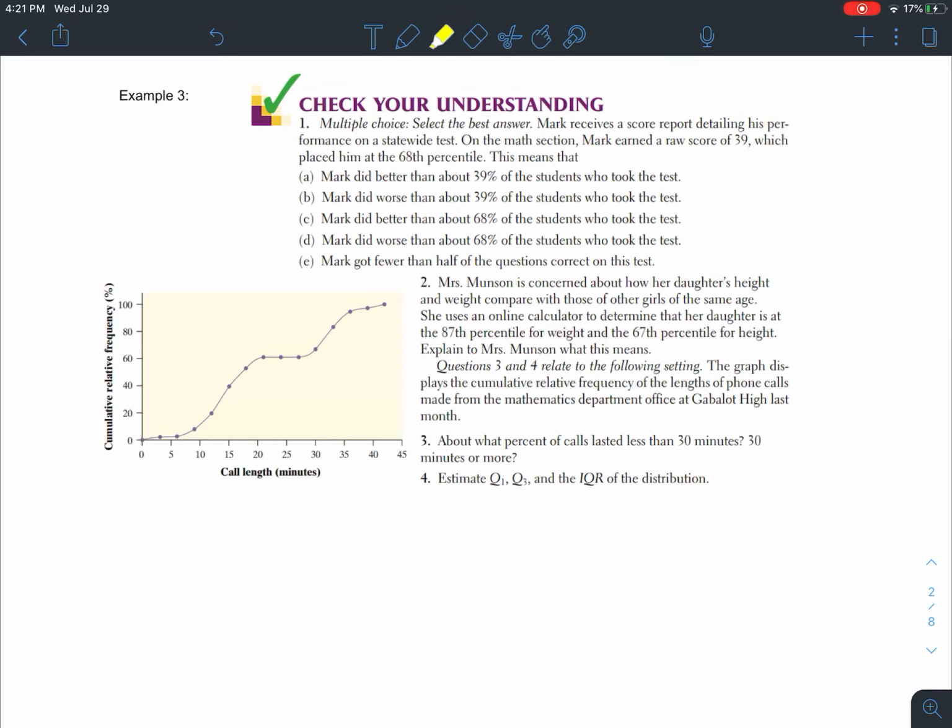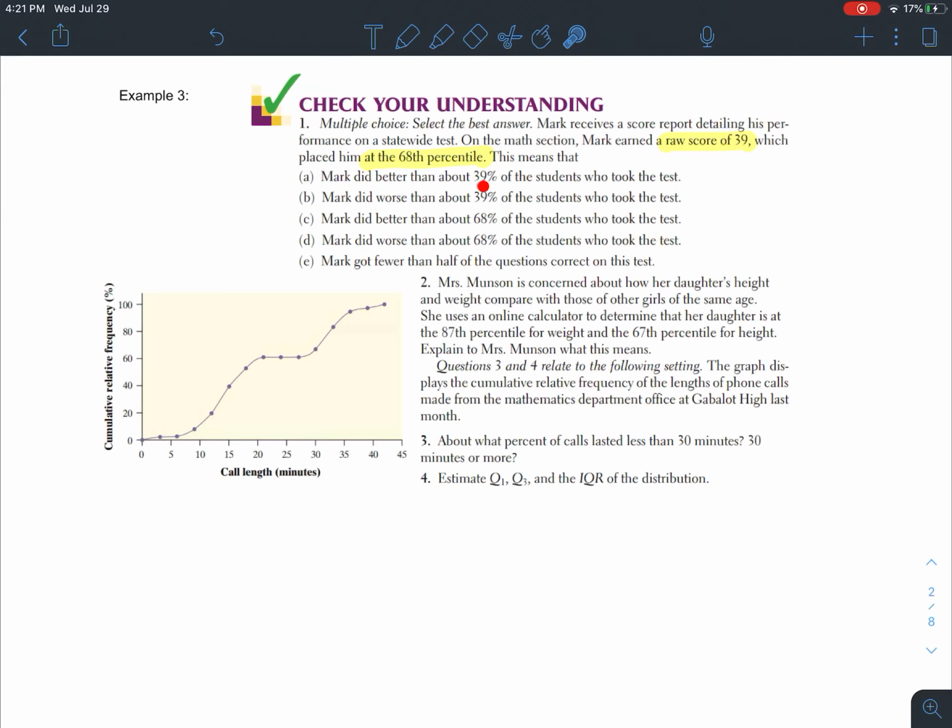It says, Mark receives a score report detailing his performance on a statewide test. On the math section, Mark earned a raw score of 39, which placed him in the 68th percentile. This means that, and we're going to decide which of these 5 statements is the best description for saying that Mark's raw score of a 39 placed him in the 68th percentile.